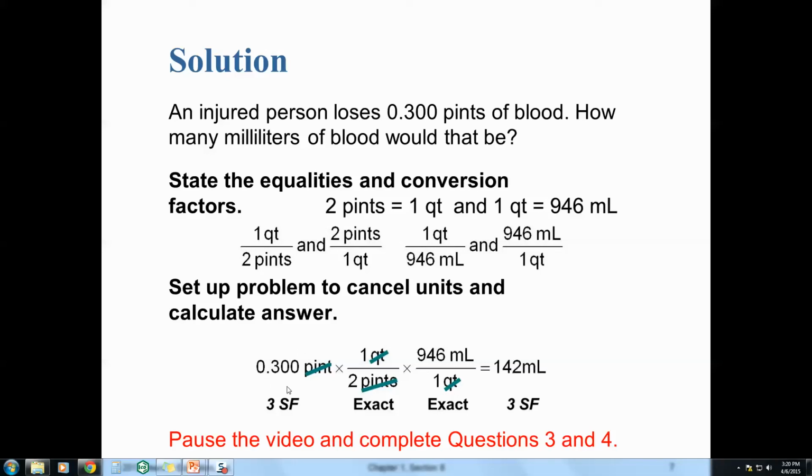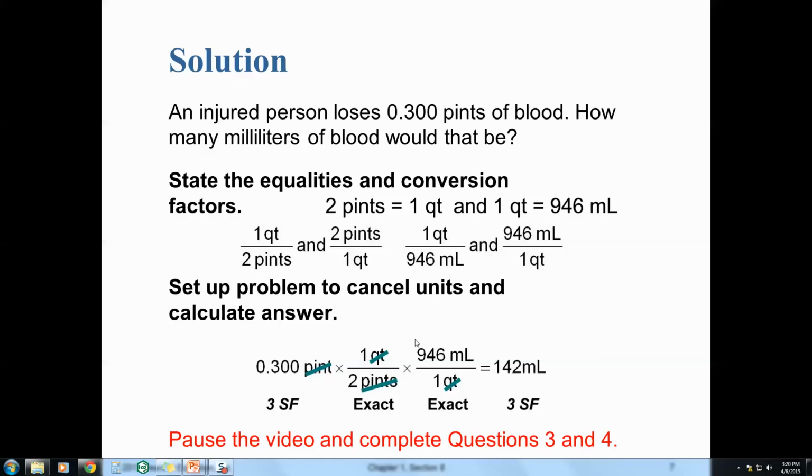Our starting number is known to 3 significant figures, and so I'm going to have to measure that volume of blood loss. So this is 3 sig figs. Our pints to quarts is going to be exact. They're within the same measurement system, the US system, but there's actually a mistake here in the slide.